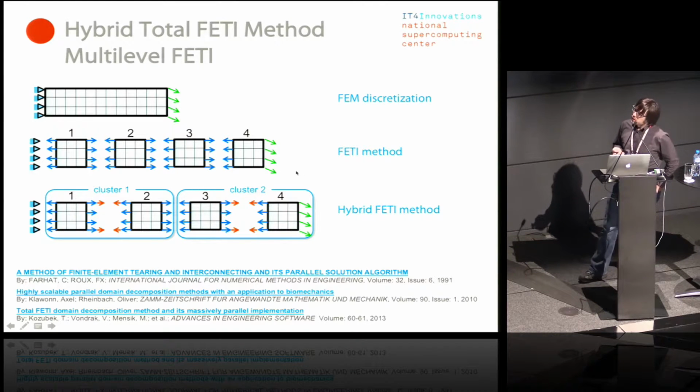If I talk about the hybrid total FETI method, it is a non-overlapping domain decomposition method. In this example, if we do the finite element discretization, we can decompose the problem into subdomains. That would be the FETI approach. In the hybrid FETI approach, we combine selected subdomains into a cluster. One cluster is processed by one MPI process, and then we do the hierarchical decomposition. We decompose into the clusters, and then the clusters we decompose into the subdomains. So the clusters are processed by the MPI processes.